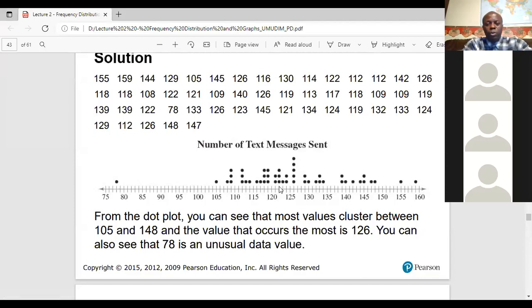When you look at this dot plot, you can see that most of the data is concentrated in 105 to 148. So this is just a way of showing a data set. We don't use it most commonly. You don't see it most of the time. The ones that are common are the histogram, the bar chart, and the pie chart. Question on this? Nope.